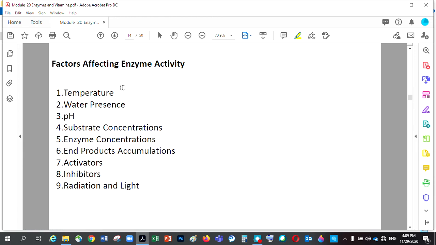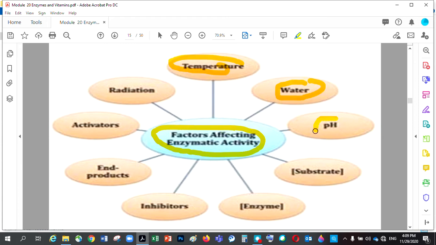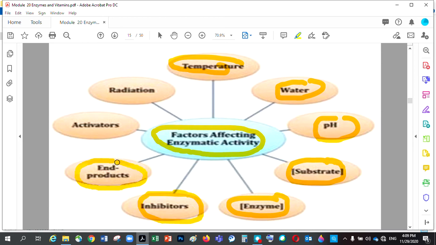Factors affecting enzyme activity. Well, there are many factors, but those nine are the most important factors affecting the enzyme activity: temperature, water presence, acidity, which is the pH, substrate concentration, as well as enzyme concentration, the end product accumulation, activators, inhibitors, and radiation and light. Let's go into a little bit of detail here. You can see those are the factors affecting the enzyme activity. So all those affect the enzyme activity.